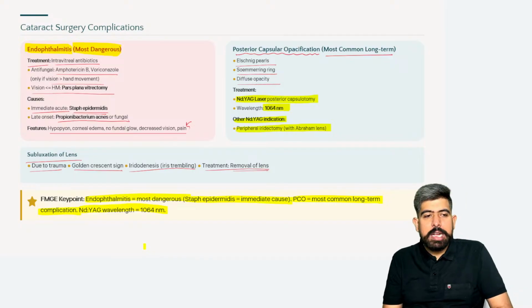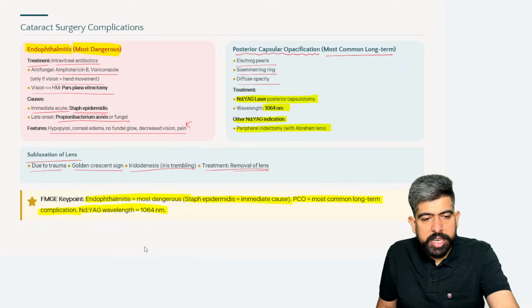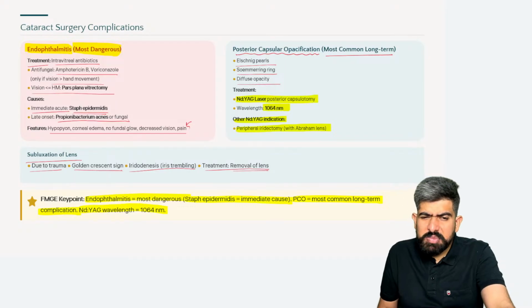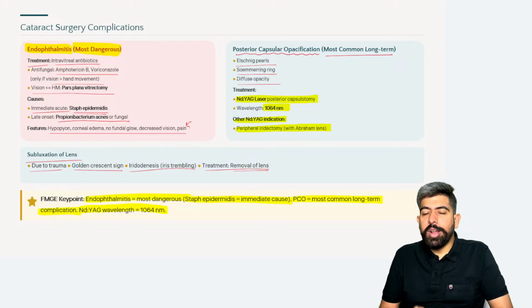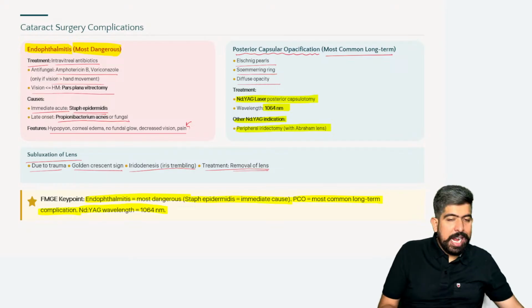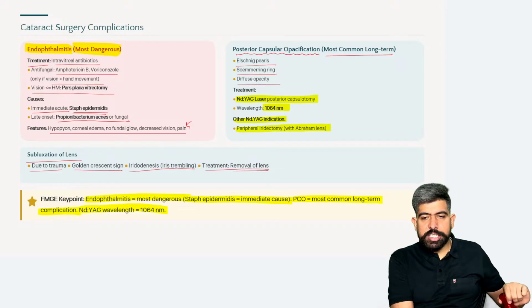And here we finish the topic of cataract. So till now we are done with two important topics. Anatomy of the eyeball and the orbit is done. Then we completed the lens and cataract with the cataract surgeries topic.